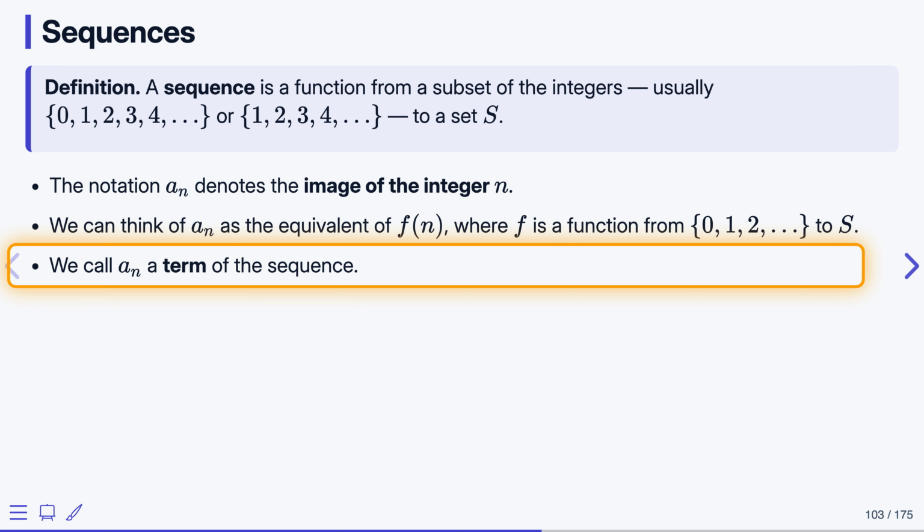We call a sub n a term of the sequence. So the first term, the second term, and so on are each a sub n for a particular n.